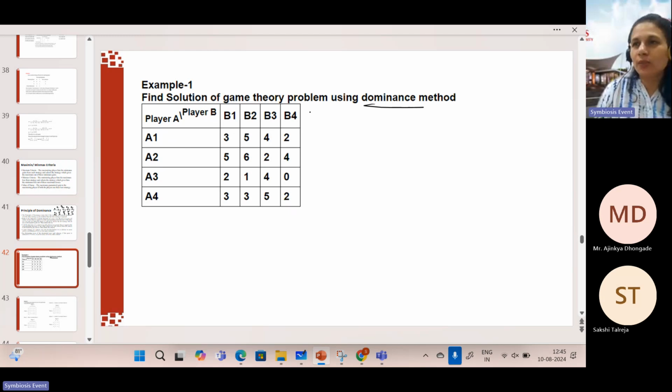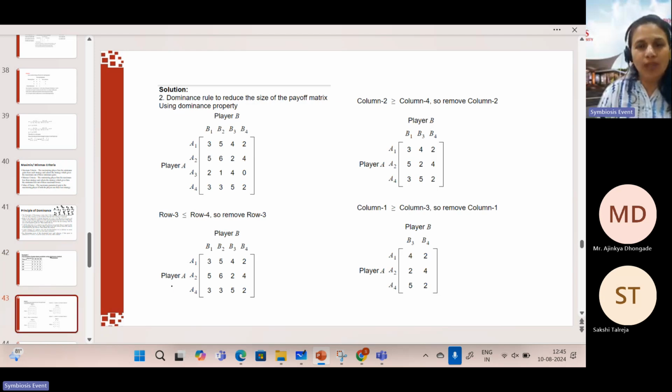strategies, player B with some strategies, and their payoff matrix is also given. So what we are going to do is follow the dominance rule. First I'm going to do it with respect to player A. That means I'm going to compare row wise. So if I see 3, 5, 4, 2 and 5, 6, 2, 4, these two are not comparable. Why not comparable? Because I can see that this is crisscrossed. Compare A1 with A3: 3, 2, 5, 1, 4, 4, 2, 0. So yes, it is coming equivalent.